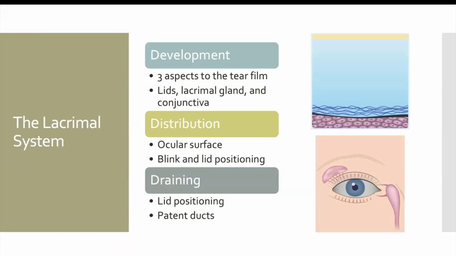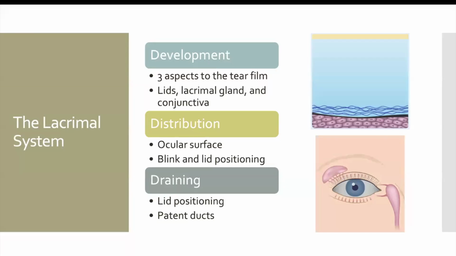And then the drainage is also associated with that lid positioning. So a bit of lagophthalmos may not distribute your tears properly, but also if you've got an entropion or an ectropion, that's going to affect the draining because your ducts aren't going to be positioned correctly. If you have quite a bad ectropion, your tears may pool at the bottom. And obviously your ducts also need to be patent. That includes all the way from your punctum, your canaliculi, your lacrimal sac, and your nasolacrimal duct, which all need to be patent for a properly draining system.